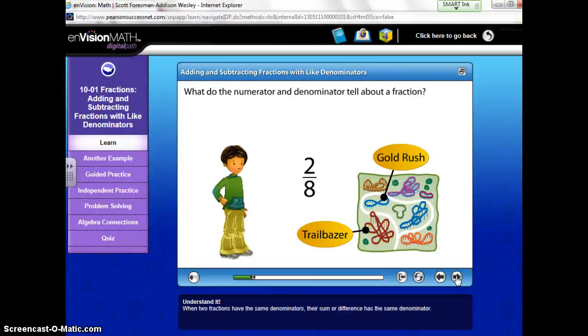Okay, so in this particular question, we have a map here. And this map is of an amusement park. So as we add or subtract fractions, our denominator today is always going to stay the same because it's going to be the same for both. It's our numerator that's going to change. We're going to either add those numerators or subtract them.